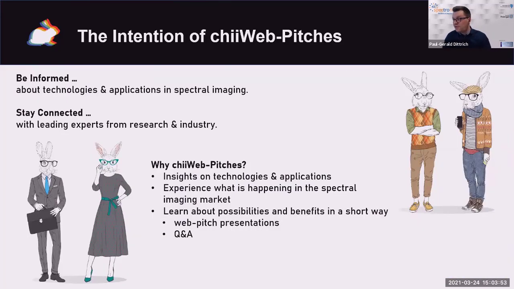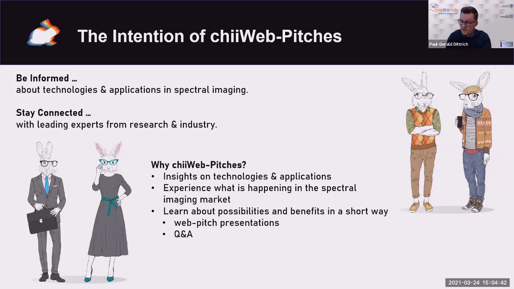The intention of this web pitch format, as part of the chiiOnline community platform, is to inform about technologies and applications in spectral imaging. Our goal is to enable everyone in the spectral imaging community to stay in contact with leading experts, partners, and customers from research and industry. So why Chi web pitches? Every month from now, you will get insights on technologies and applications and experience what is happening in the spectral imaging market. Within this format, you have the chance to learn in a short way about the possibilities and benefits spectral imaging provides for your business and your applications.